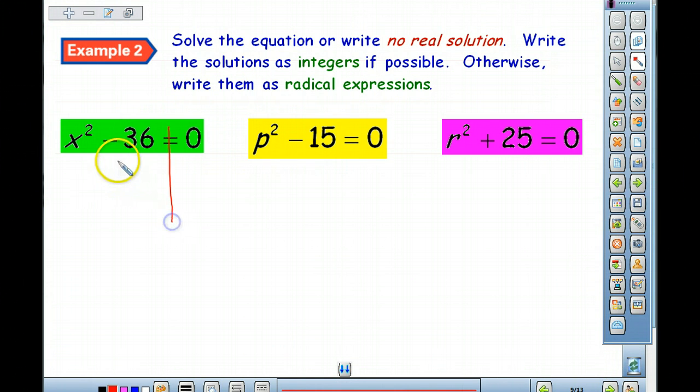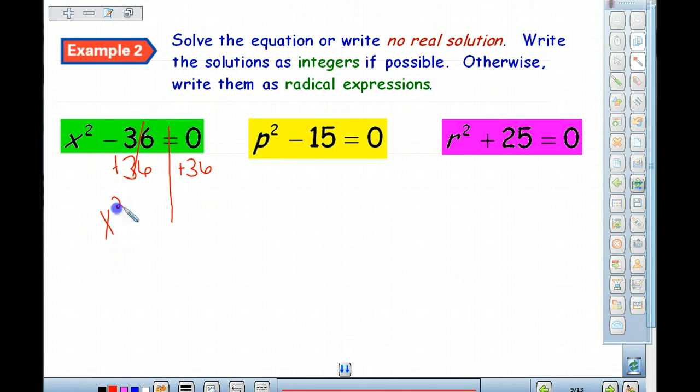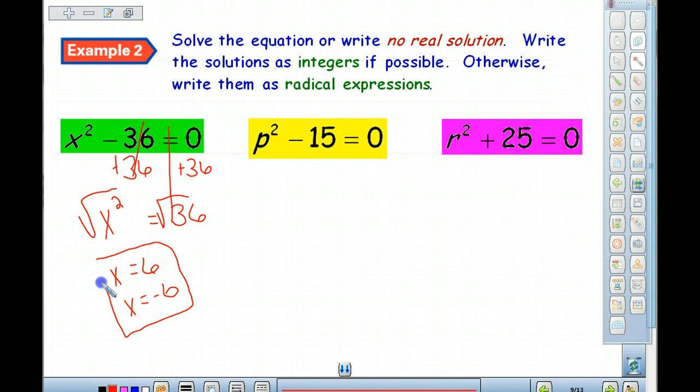If I've got plus 36, I've got to get my x squared by itself. So we've got x squared equals 36. Take the square root of both sides. So x equals 6 and x equals negative 6. Do you have to write it like this with x equals on both of them? Yes, you do. You can't just write 6 and negative 6. I want x equals 6 and x equals negative 6.